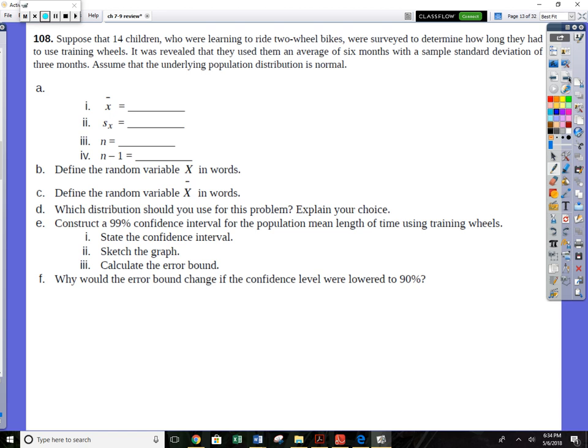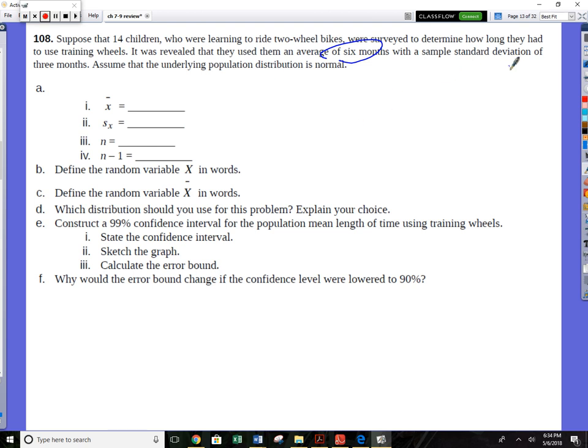Okay, 108. Suppose that 14 kids who were learning to ride two-wheel bikes were surveyed to determine how long they had to use training wheels. It's revealed that they used them an average of 6 months with a sample standard deviation of 3 months. Okay, so X bar is 6, the sample standard deviation is 3 months, and n is 14, so your degrees of freedom, n minus 1, is 13.